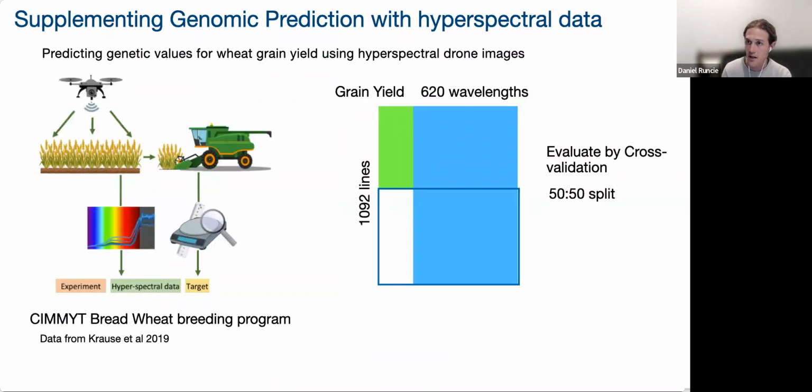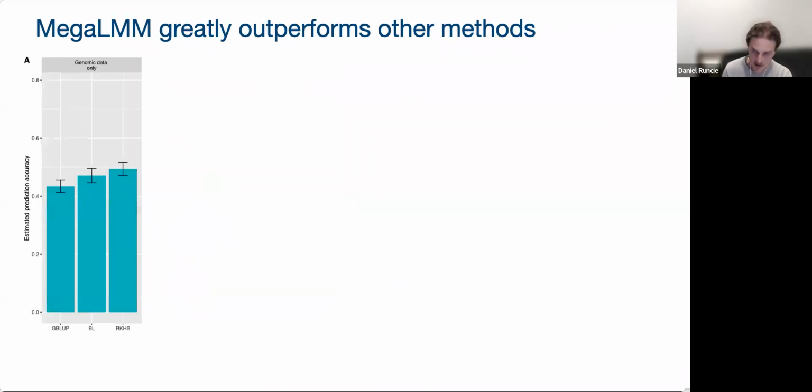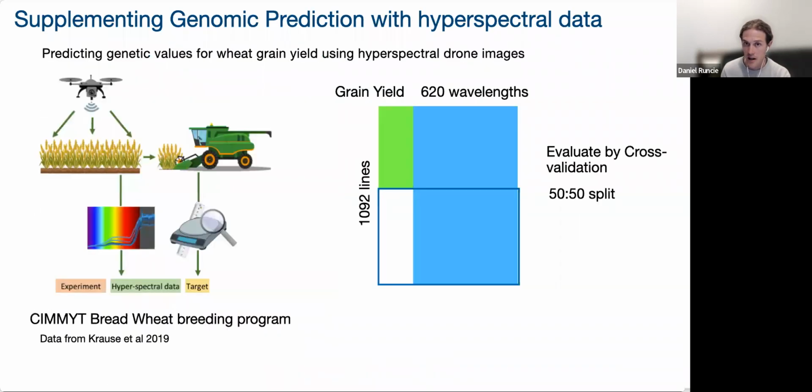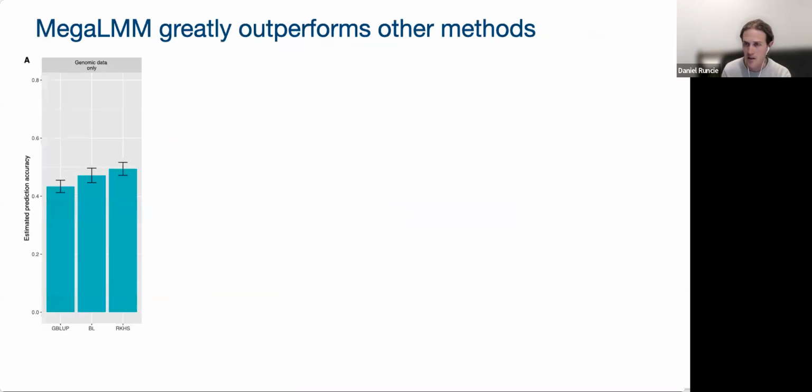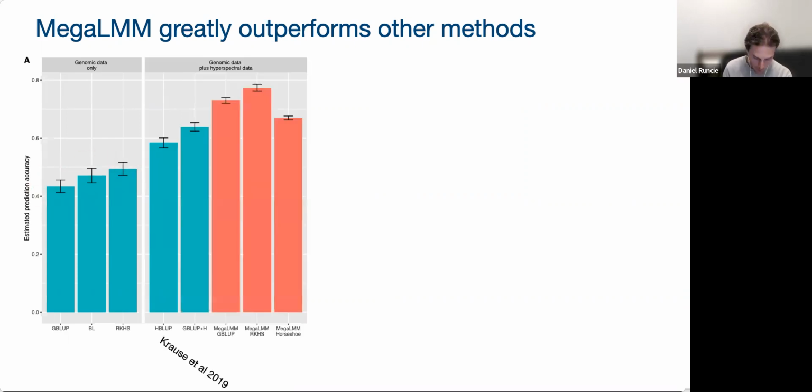So how well does it work in an actual breeding scenario? To test, I used a cross-validation scheme where I masked half of the yield measurements on half of the lines, and then used the rest of the data on all the lines to predict these held out values. To start, I compared three flavors of genomic prediction, which just uses genetic data, and we get prediction accuracies of about 0.4 or 0.5. When we add the hyperspectral data in, we can do quite a bit better.